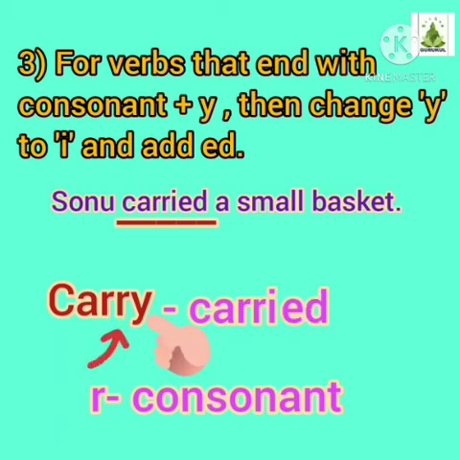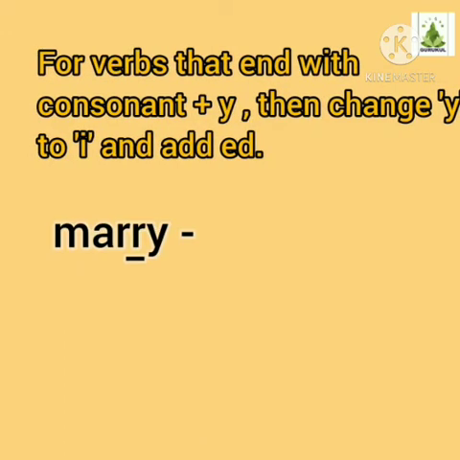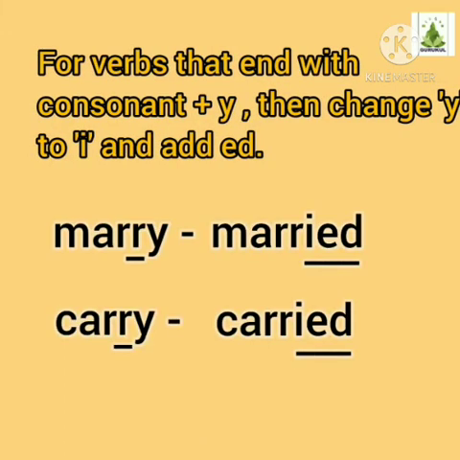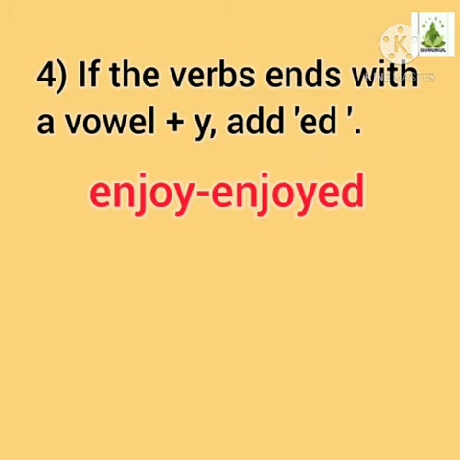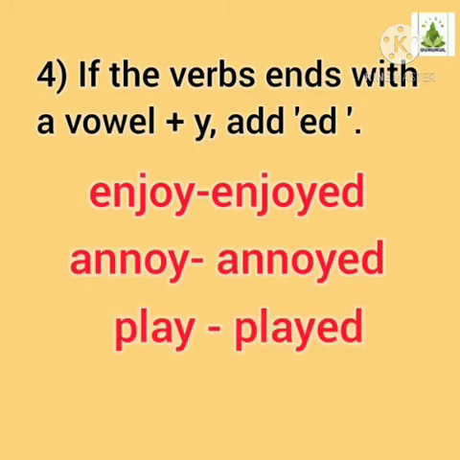You can change the base form of the verb by adding ied by replacing Y to indicate simple past tense. But remember, the letter before Y must be a consonant, then only you can add ied to the base form. Similarly, marry, married, carry, carried, etc. Fourth rule, if the verb ends with vowel plus Y, add ed. Enjoy, enjoyed. Annoy, annoyed. Play, played.